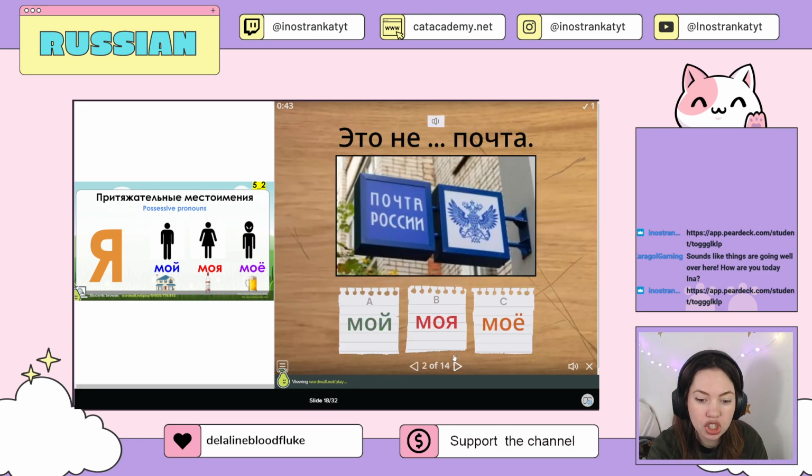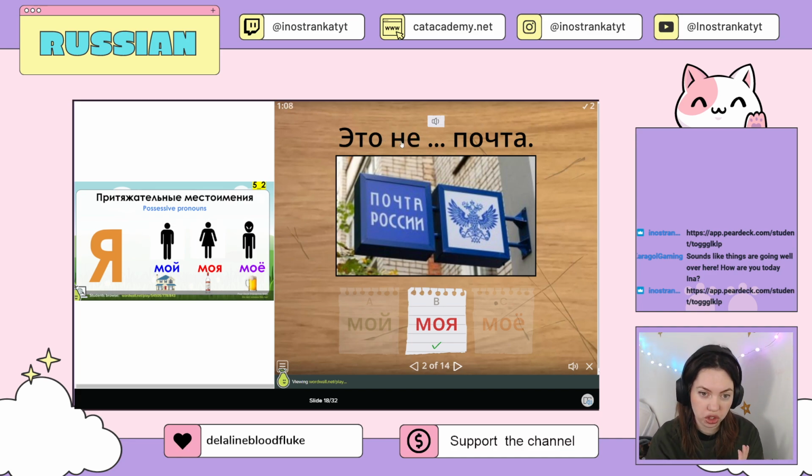Почта. Дальше. Почта. Again, the final letter of почта, the post office, is А. It's a vowel. It is not о, ое, so it can't be оно. So it should be feminine gender. Моя. Это не моя почта. So the word не means not. This is not my post. Это не моя почта.